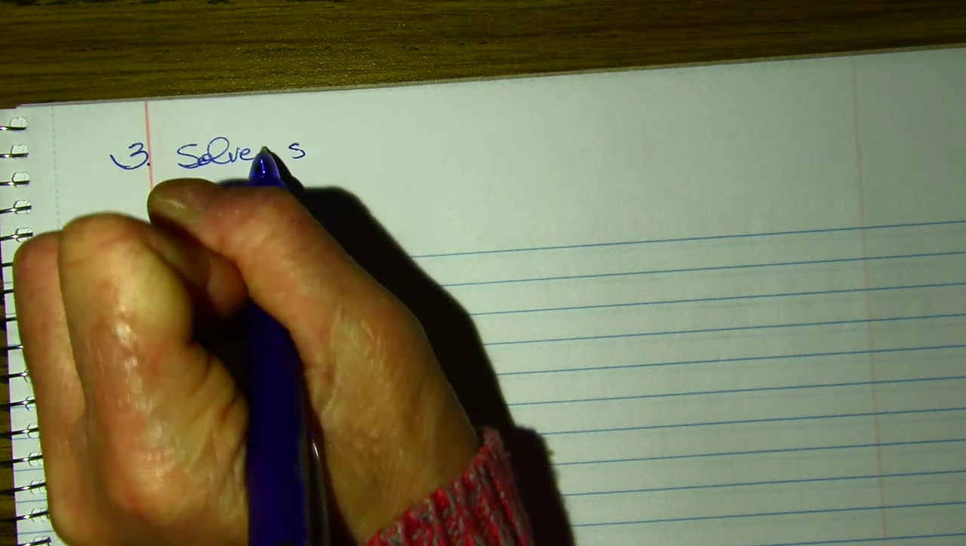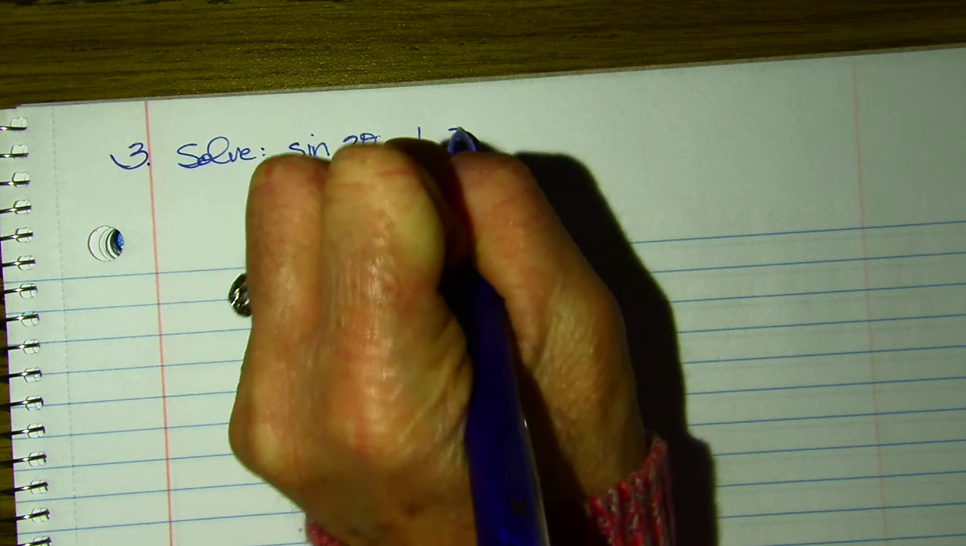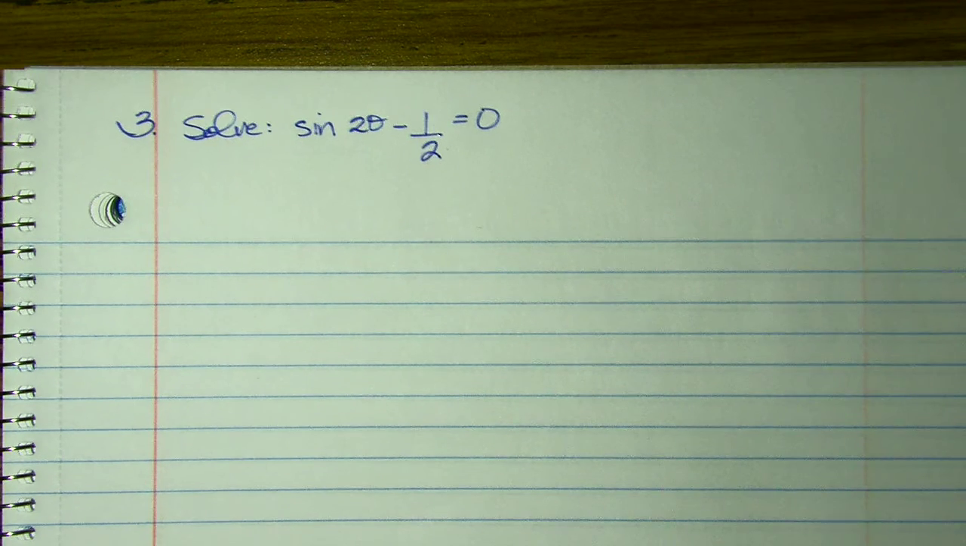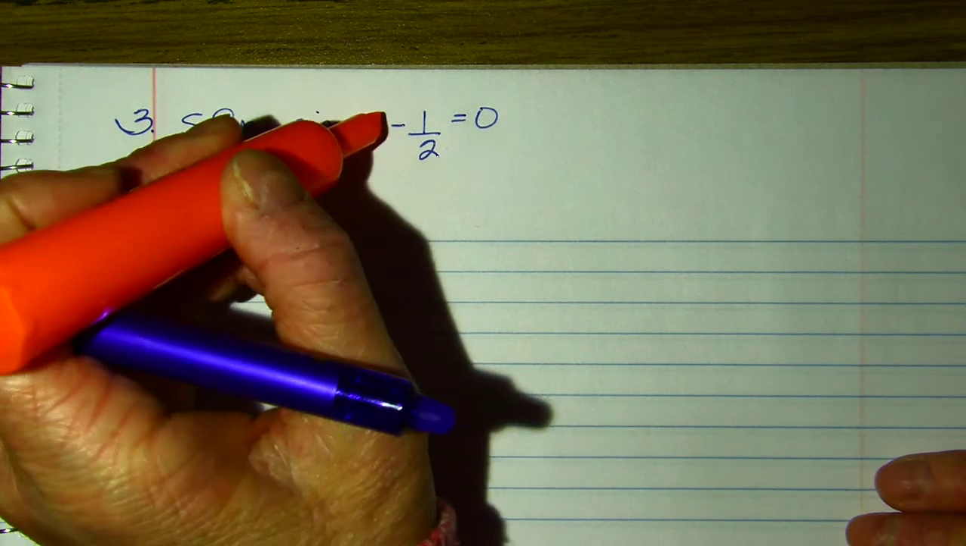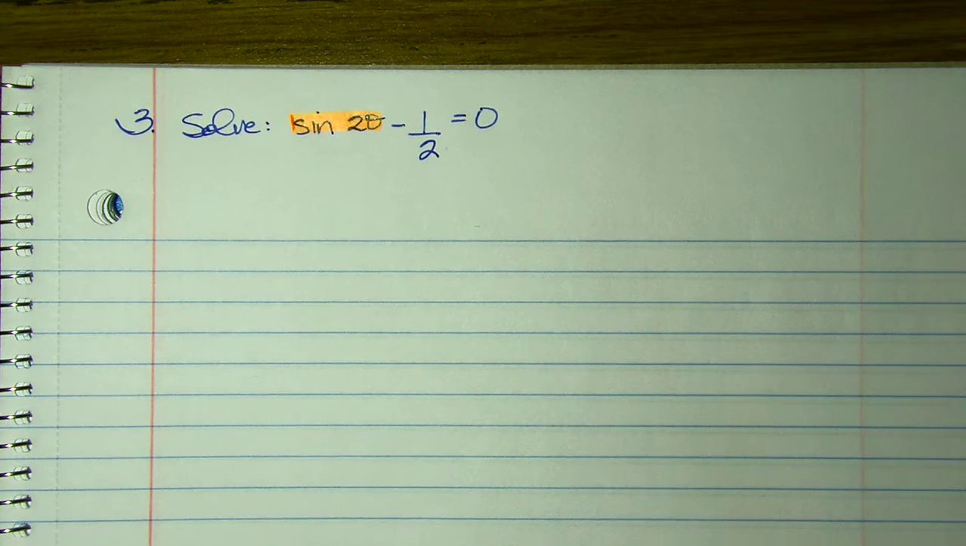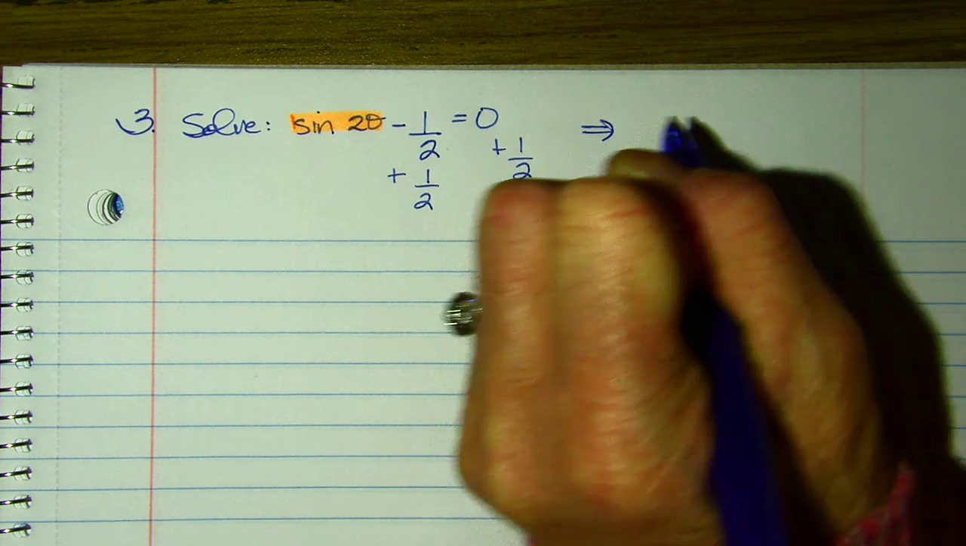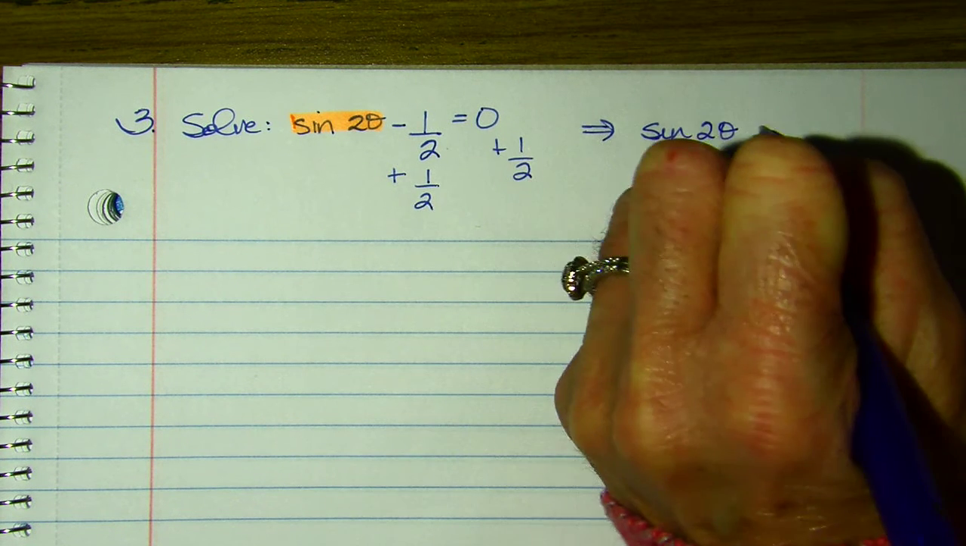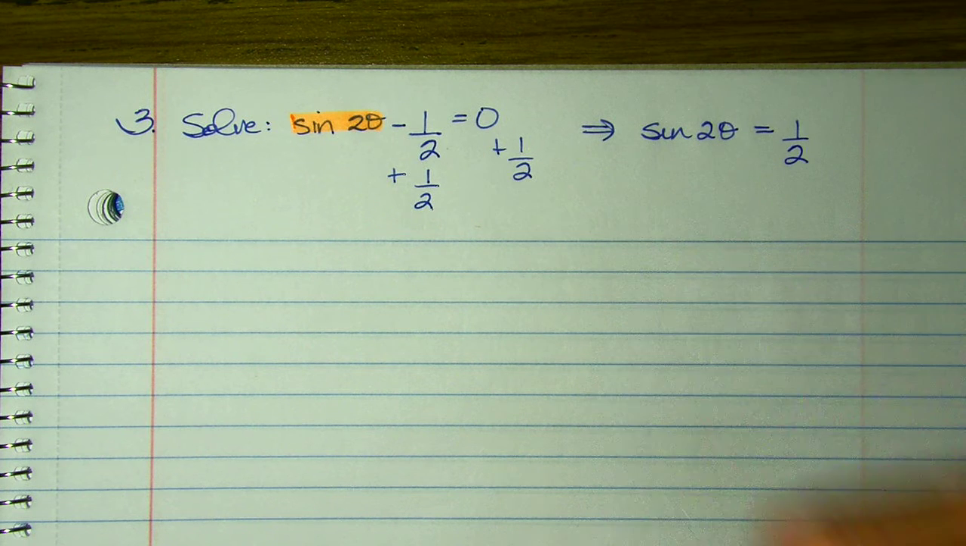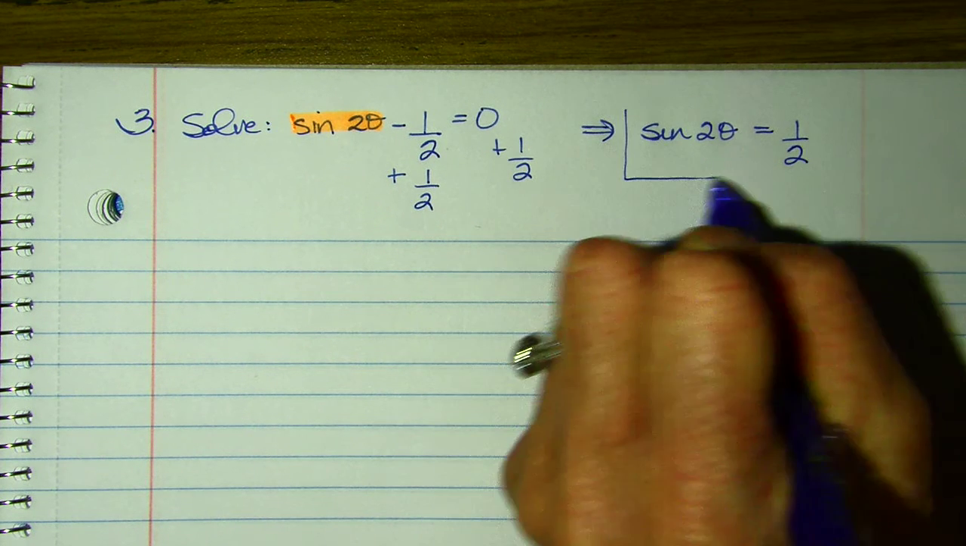So here we go. So we're on number 3. Solve the sine of 2 theta minus 1 over 2 equals 0. Now, the first thing we need to do is isolate the trig function and the argument. So I'm going to get this part by itself, and I would do that by adding 1/2 to both sides. So I'm solving for the sine of 2 theta equals 1 over 2. Okay, so this is what I'm solving for.